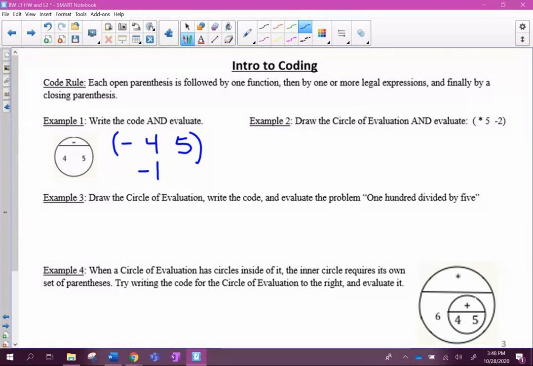Okay, in example 2, it says draw the circle of evaluation and evaluate. So remember, our circle of evaluation starts with the circle, and then I draw the line. My function goes on top. So if we look at our code here, my function is multiplication. Remember, multiplication is the asterisk symbol, the star, and then I have 5 and -2. So this expression is 5 times -2, and that gives me -10.